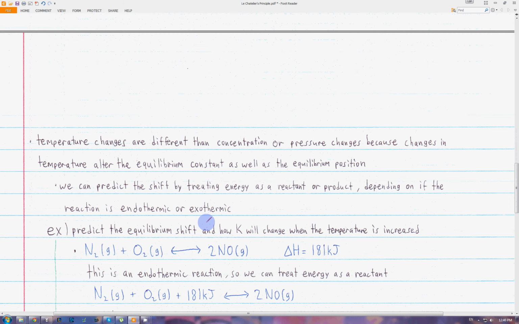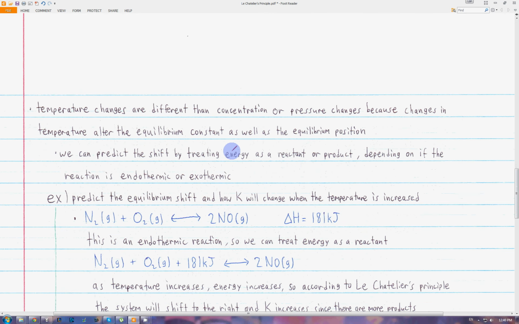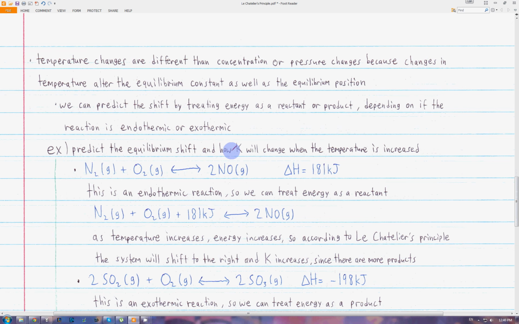The last type of change we're going to look at is temperature changes. Now, changes in temperature are different from concentration or pressure changes because when we change the temperature, we also change the equilibrium constant as well as the equilibrium position. So, in order to predict the shift, we have to treat energy as either a reactant or product, depending on if the reaction is endothermic or exothermic.